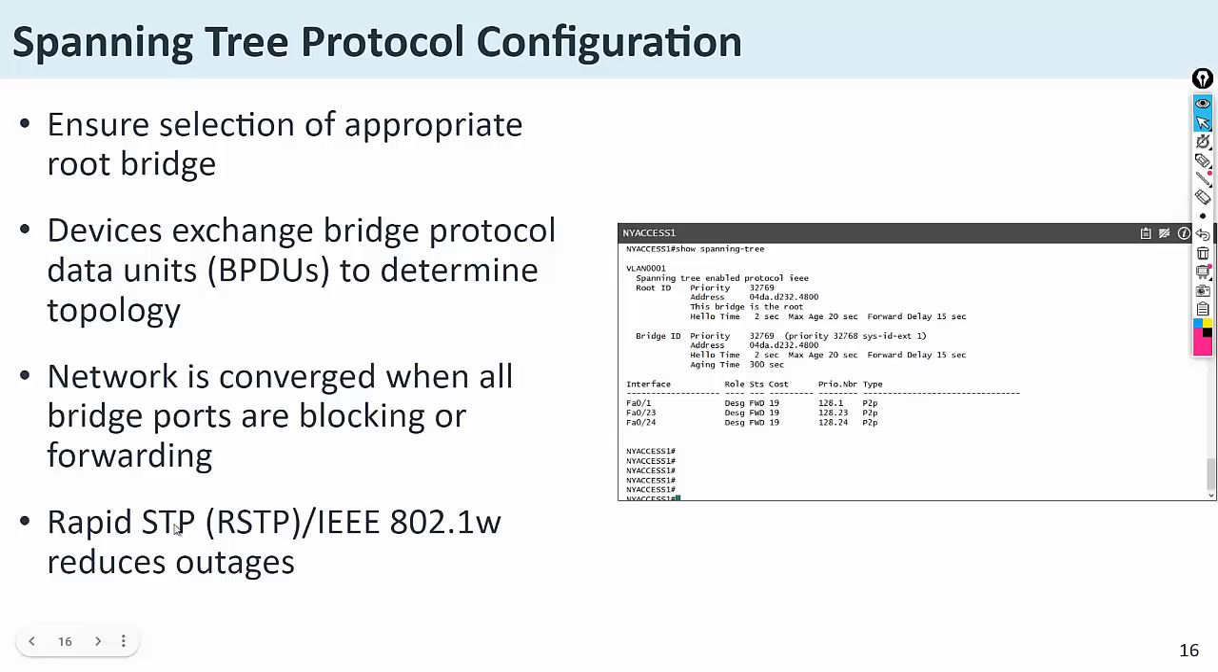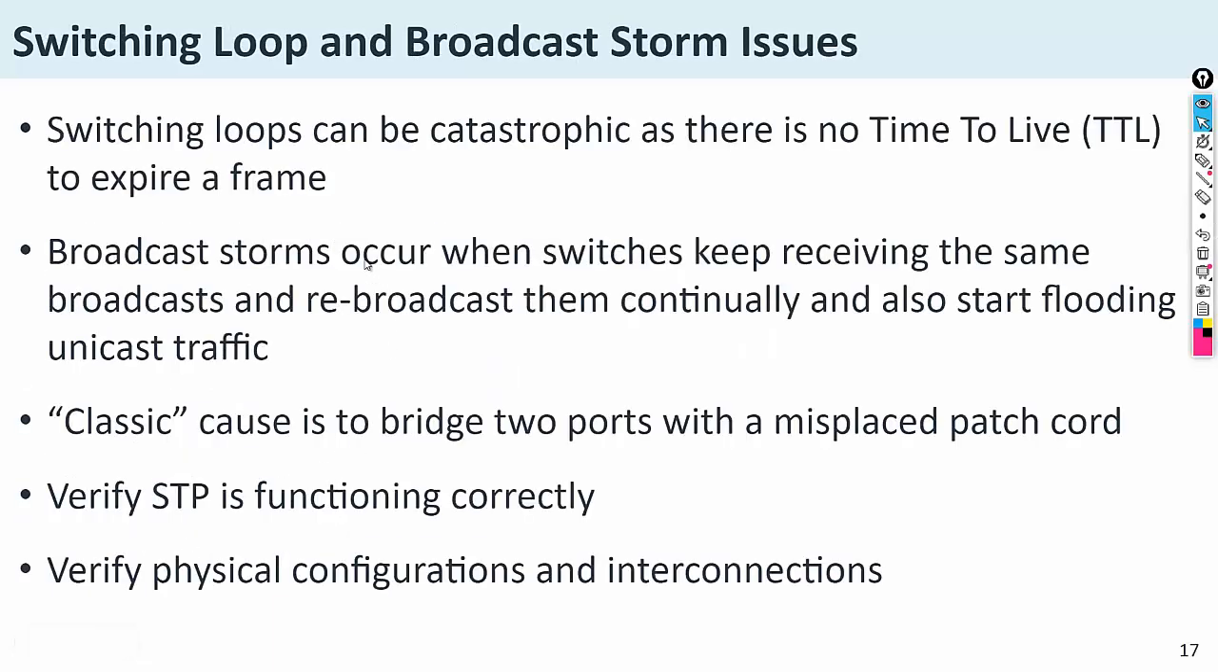There is another type of STP used. It is called RSTP, rapid STP. The switching loop and broadcast storm issue, I have told you already. For example, there are switches, like switch one, switch two and switch three, and they are communicating like this.